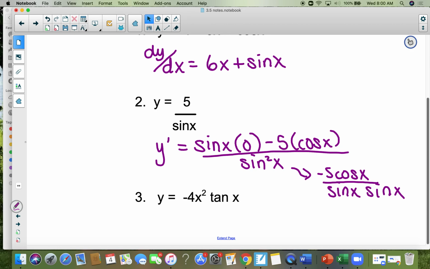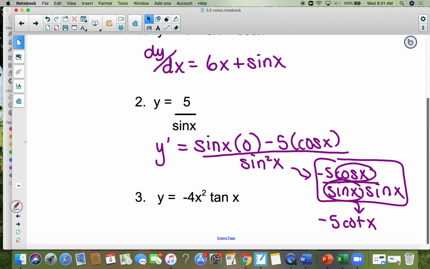I'll give you credit if you can get to this spot on the test. I might give you extra credit if you know your trig formulas. Cosine over sine is a negative 5 cotangent of x, and 1 over sine is cosecant of x. So I might give you extra credit if you can go a little bit farther on the test, because on the AP test, this is a multiple choice question, and this one will not be one of the choices for the multiple choice. You have to know how to put it into this form, and that's why that's important.